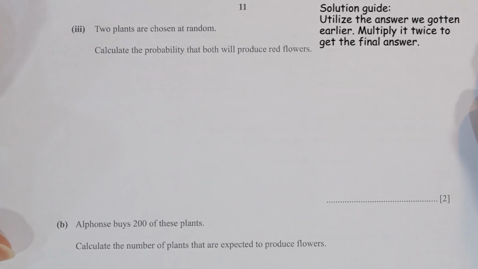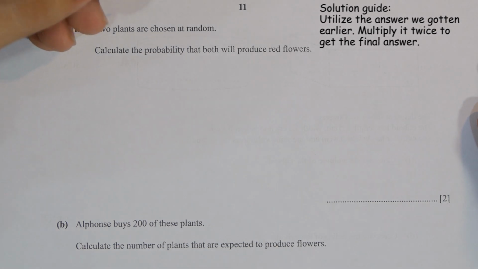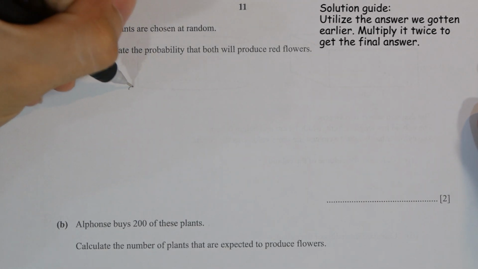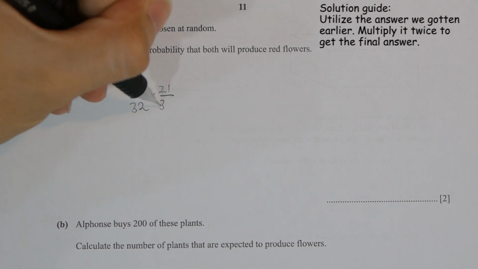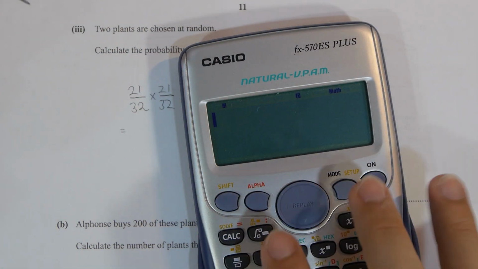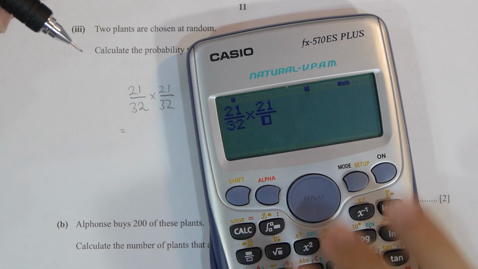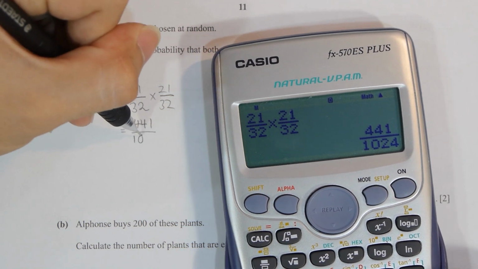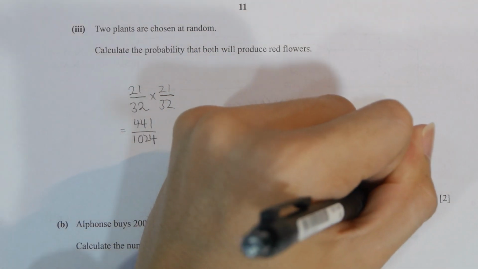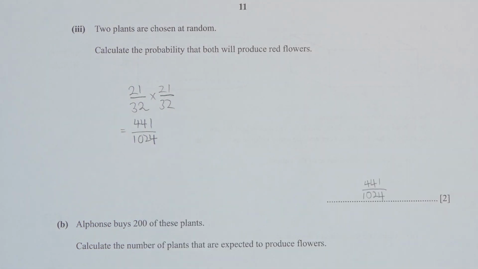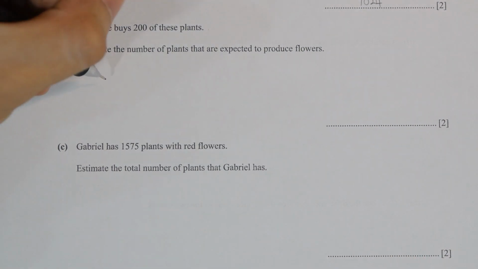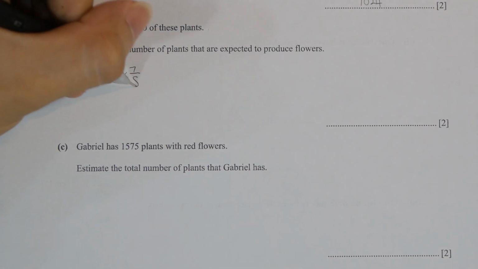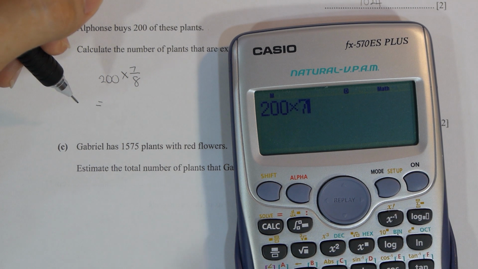For the next part, 2 plants are chosen at random and produce red flowers. So just take the probability that we got earlier, and multiply it twice. Then for part B, 200 plants that grew flowers. So 200 times 7 over 8, you get 175.